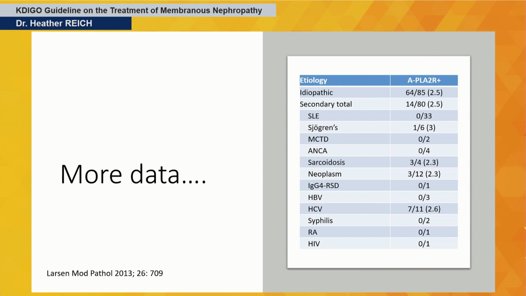Newer data, however, suggests different. We can see that in anti-PLA2R antibody positive patients, at least 14 out of 80 had detectable secondary causes. Some of the more frequent causes of membranous nephropathy that we see that are associated with anti-PLA2R are sarcoid, hepatitis, and there are, of course, neoplasms, which may be coexistent or may be causative.